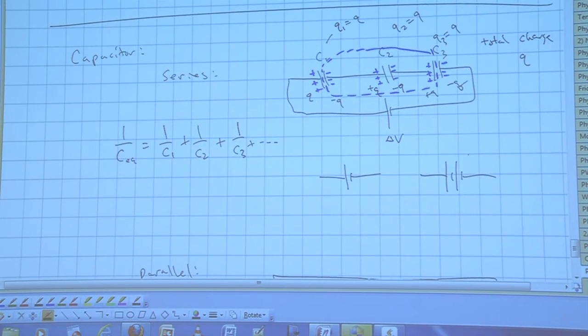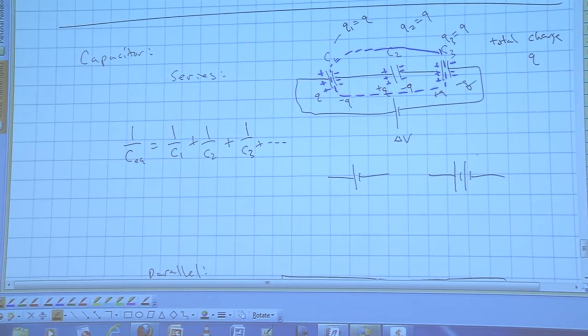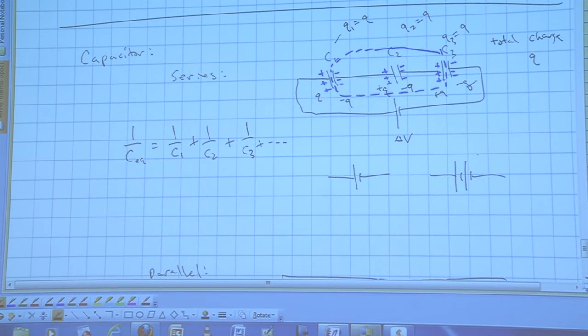stored in them. And the total charge stored in the system is equal to that Q, what's in each one of those. Because all the internal isn't really stored. It's just a rearrangement that goes back to the way it was when you removed the battery. Okay? So it's just the opposite. We'll talk about this more next time, but it's just the opposite of resistors.